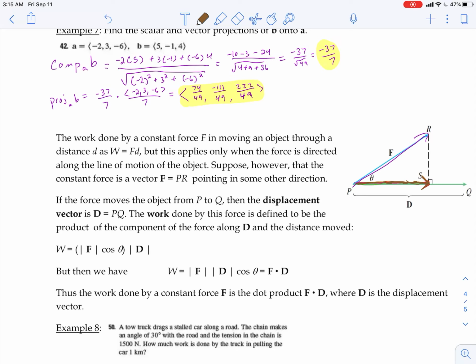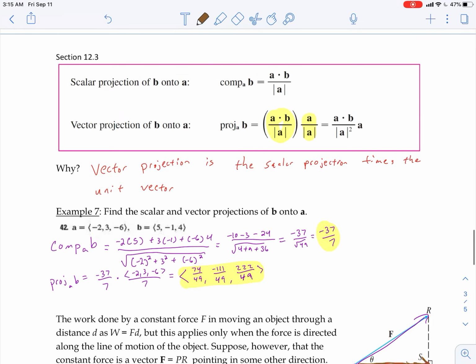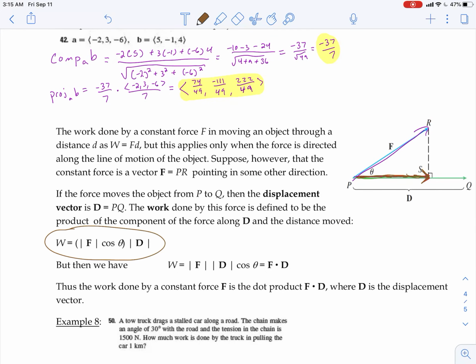And so that's where the projection vector comes along. If the force moves the object from P to Q, then the displacement vector is D, which is equal to PQ. So the work done by this force is defined to be the product of the component of the force along D and the distance moved. So in other words, instead of having to use what we found first, and converting it and showing the proof between the projection vector that we have up here to our new formula, which we have right here, all right?